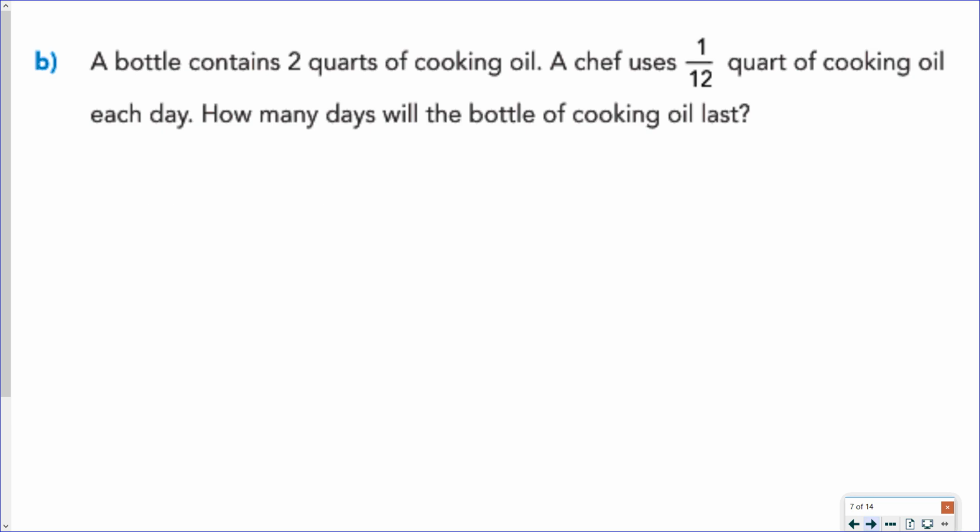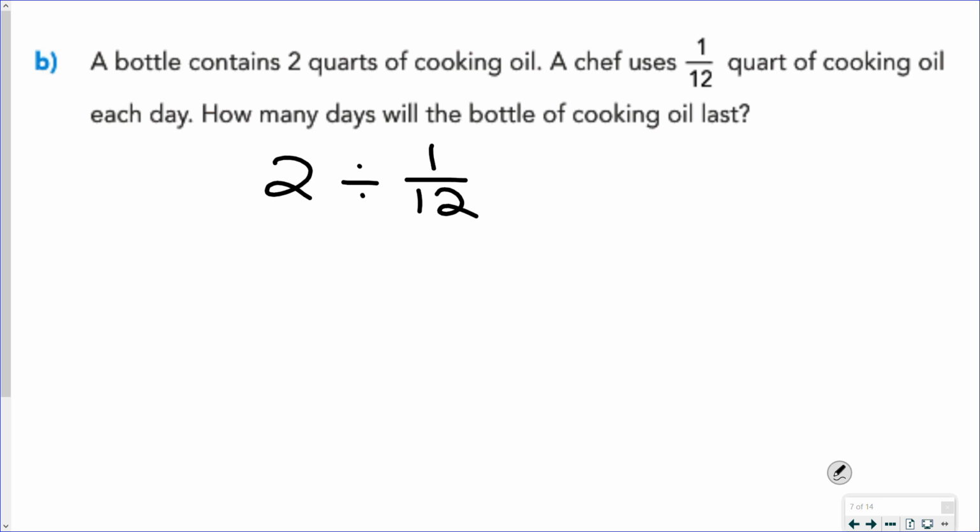So we have a bottle that contains 2 quarts of cooking oil. A chef uses 1/12 of a quart of cooking oil each day. How many days will the bottle of cooking oil last? So we have a large item that's broken up into smaller pieces. That tells us we're going to divide. So our initial division sentence would be 2 divided by 1/12.